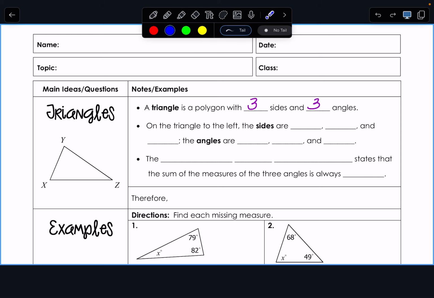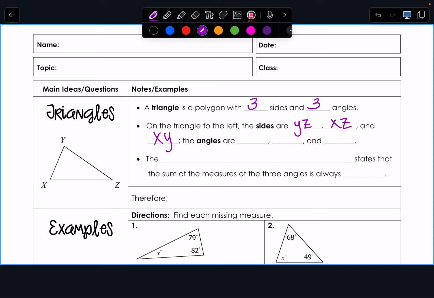If I'm talking about this side right here, what am I going to call it? This side would be called YZ. This side right here would be called XZ. And this side would be called XY.